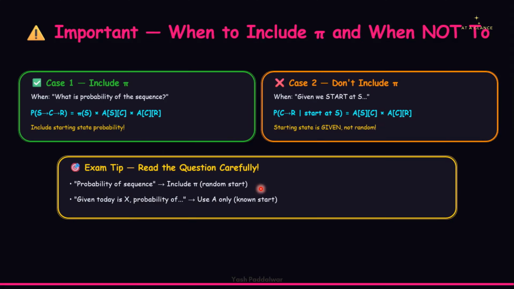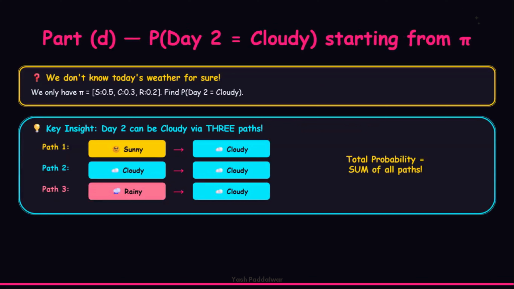Okay, so I hope this is clear to you all. Now let's solve the fourth problem, that is, we need to find the probability of day 2 being cloudy starting from the initial distribution. For this case, we don't know today's weather for sure. We are just given that we need to find the probability of day 2 being cloudy, given that you're starting from phi, the initial distribution.